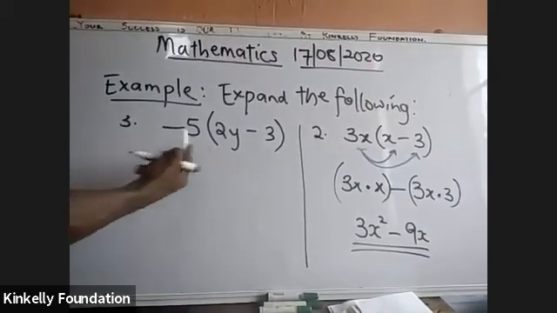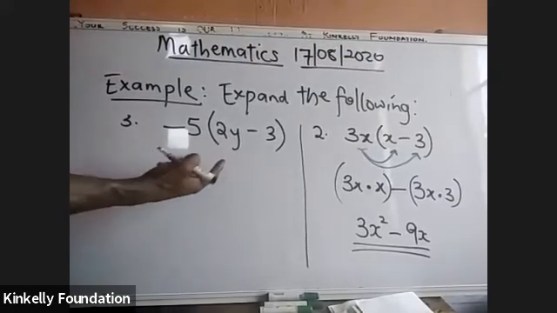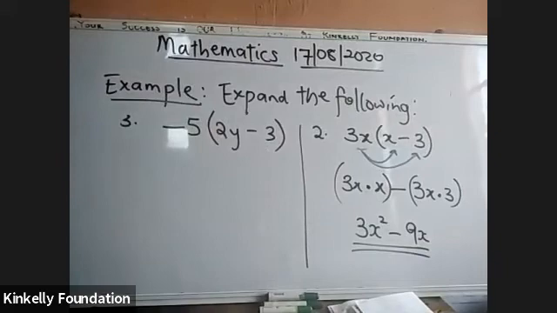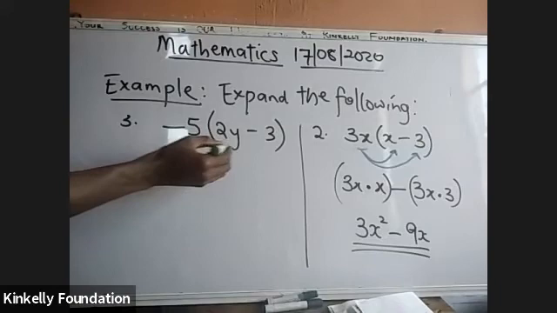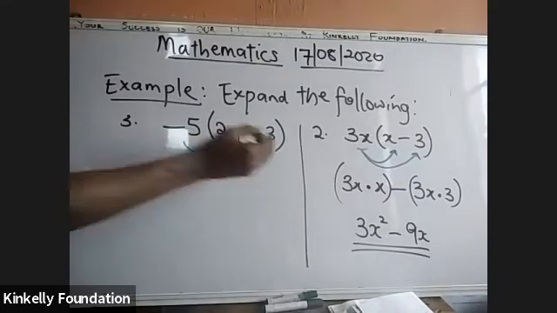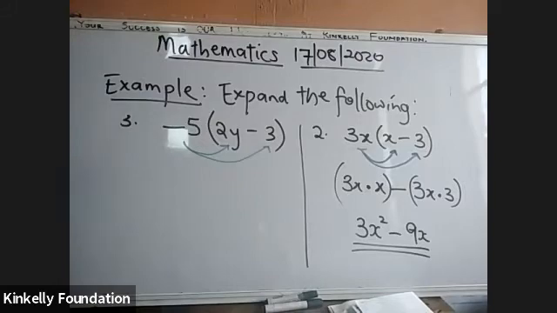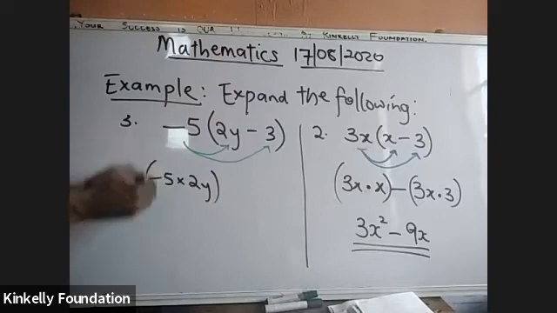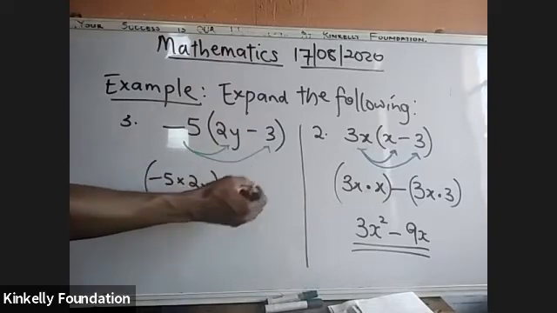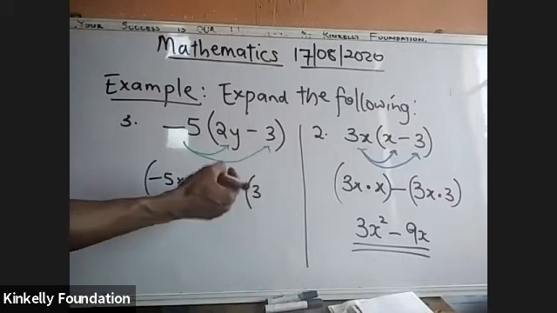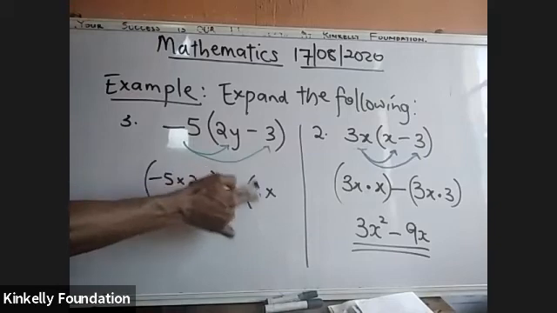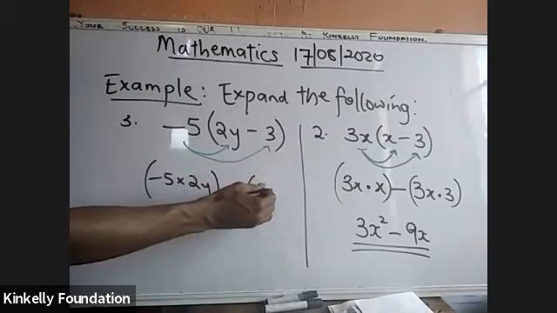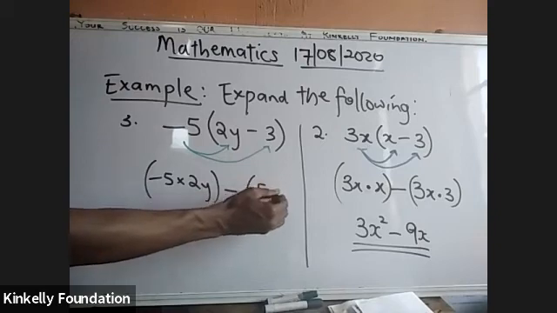Now, if you are given this one, minus 5 times bracket 2y minus 3, remember, as we said before, this multiplies this term and it also multiplies this term. Now, we have it as minus 5 times 2y minus this one, we have 3 times minus 5, or you can start with your minus 5. Minus 5 times 3.